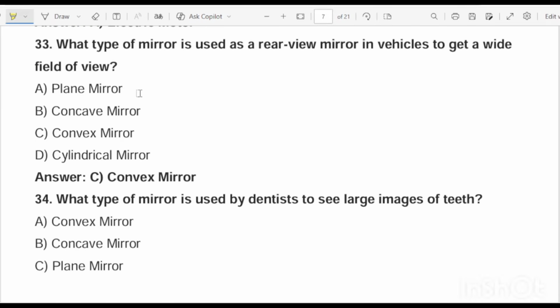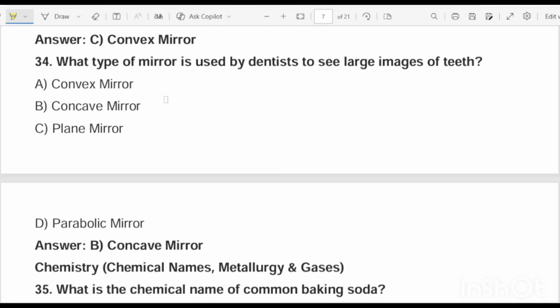Next question. What type of mirror is used as a rear view mirror in vehicles to get a wide field of view? Correct option. Option C, convex mirror.